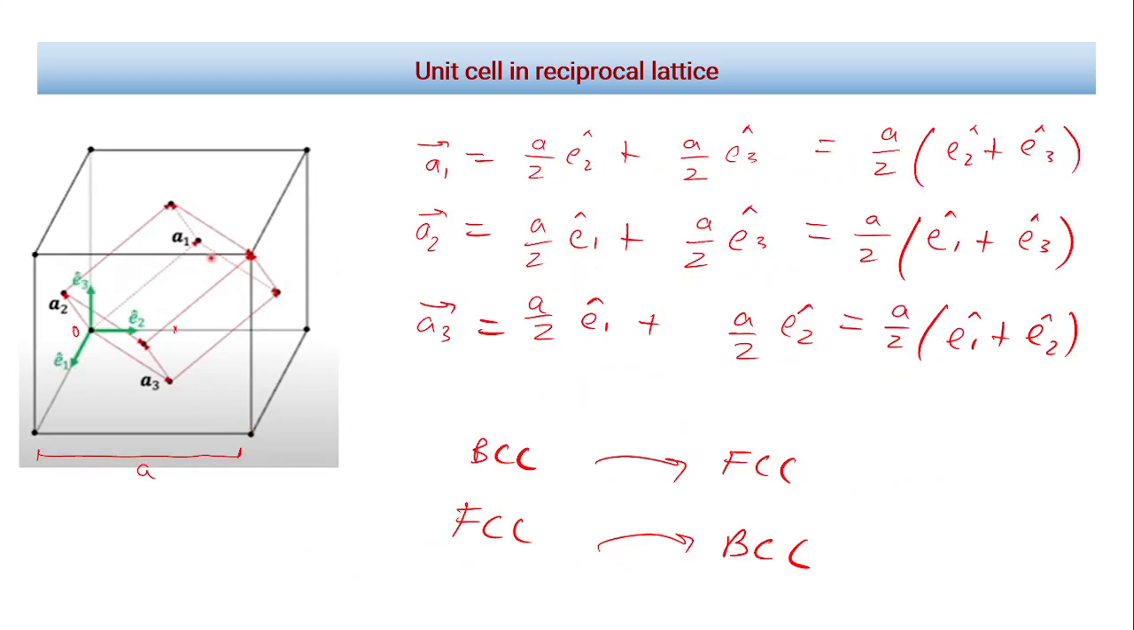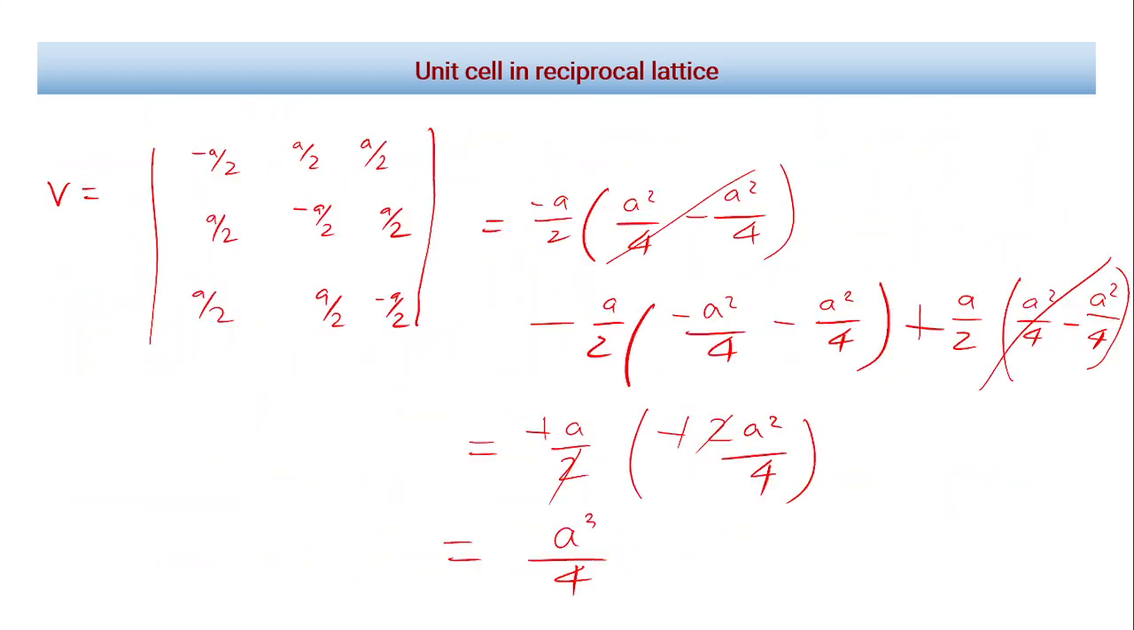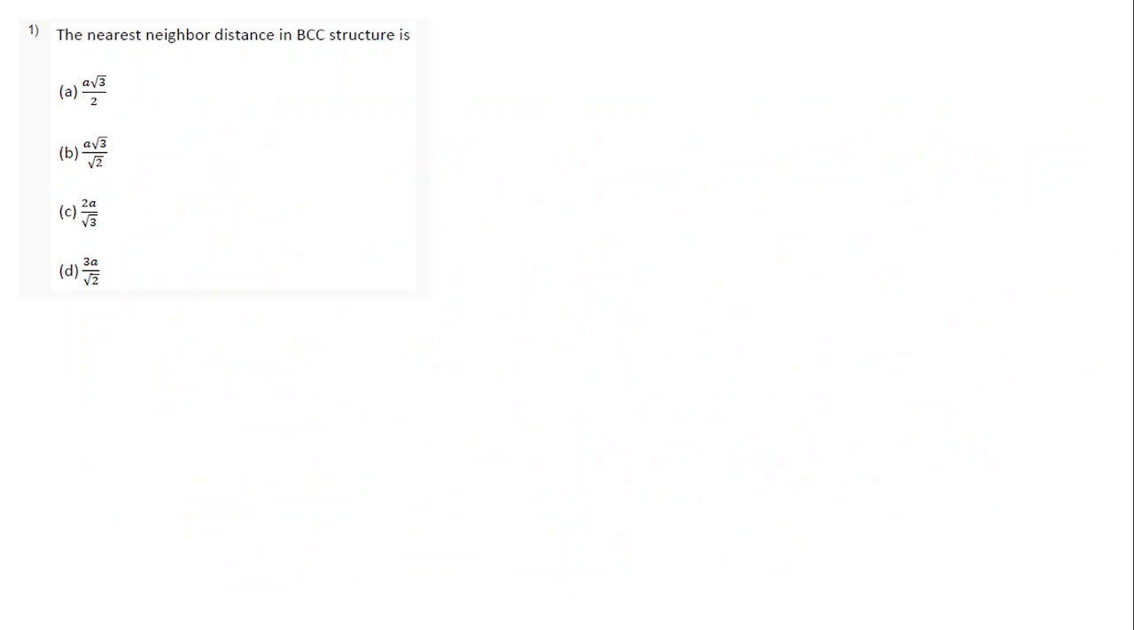Okay. Now I think with this, let's move on to doing some questions here. First question is the nearest neighbor distance in BCC structure. So the nearest neighbor distance in BCC structure. Oh, that is very easy actually.